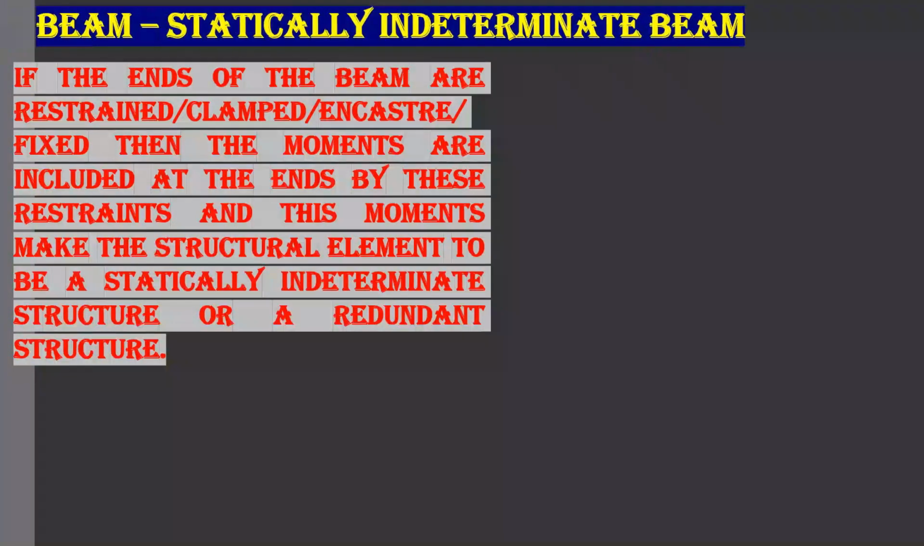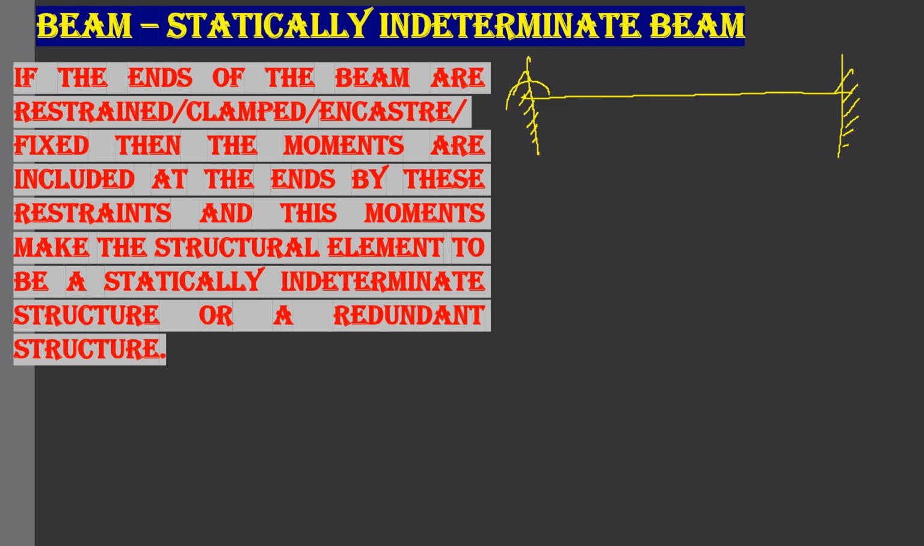Now, if the ends of the beam are restrained or clamped or encased or fixed, that means there will not be any simple supports. It will be fixed at one end or fixed at both ends. In such a case, when the supports are fixed, there will be restraining moments which will make the structural element a statically indeterminate structure or a redundant structure.